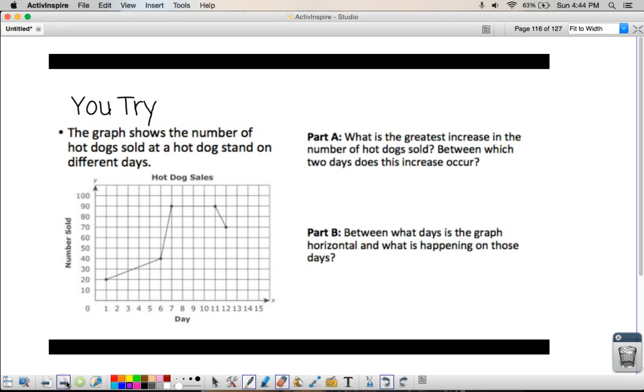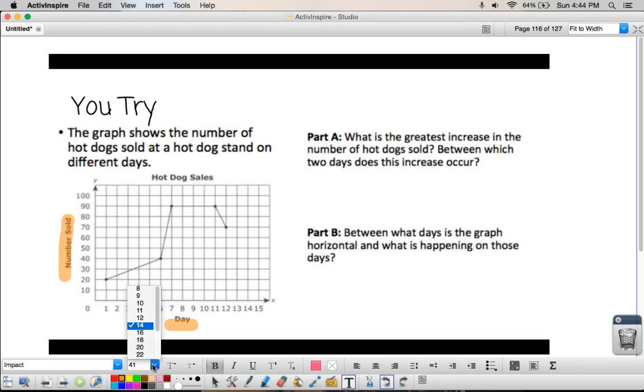Now try some on your own. The graph shows the number of hot dogs sold at a stand on different days. Part A, what is the greatest increase in the number of hot dogs sold? Between which 2 days does this increase occur? So, the greatest increase we can see is between day 6 and day 7.